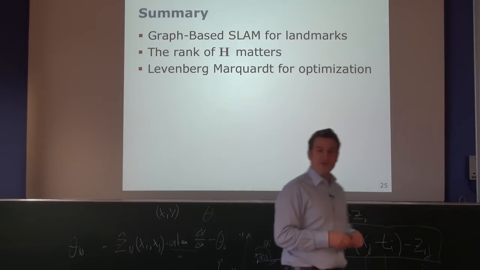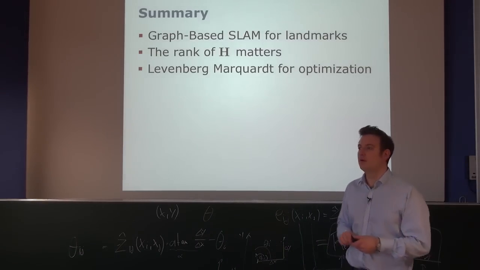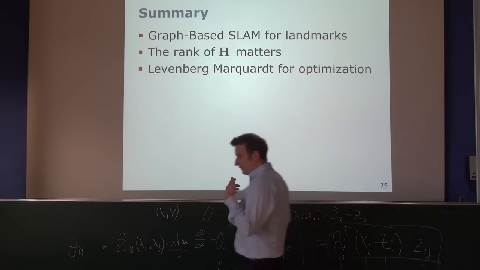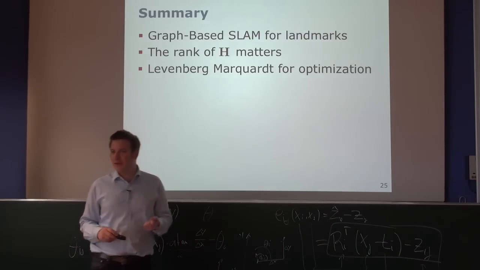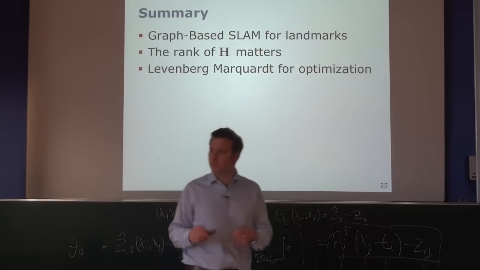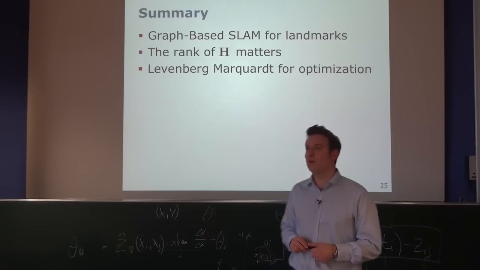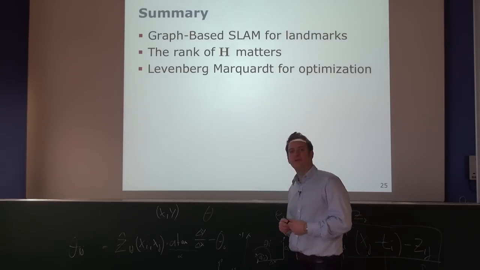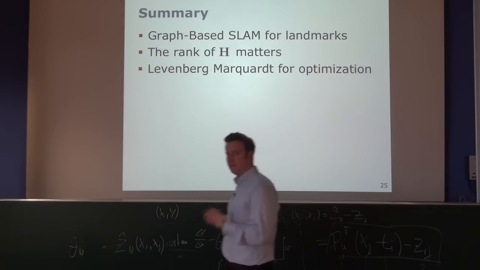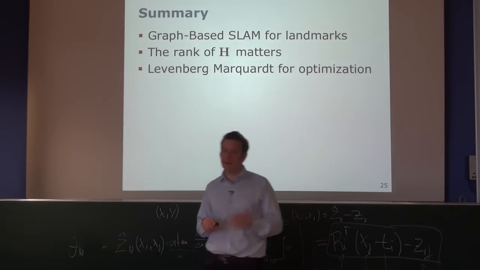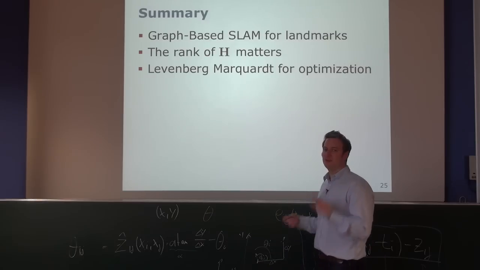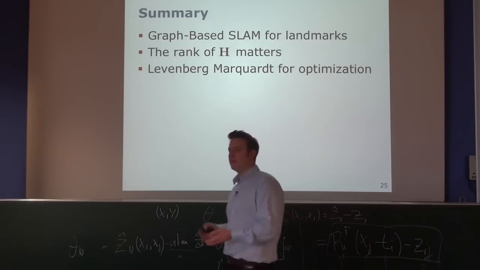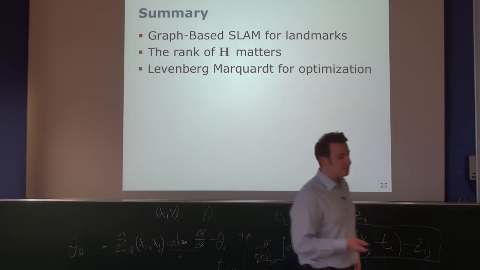The rank of this H matrix matters, so you need to make sure of it. The closer you are to a positive definite matrix H, the easier you can actually solve your system. And the Levenberg-Marquardt approach was one way to solve that problem if you don't have full rank of H, by adding this damping factor times the identity matrix, and this gives you a weighted sum between a steepest gradient and a Gauss-Newton approach.